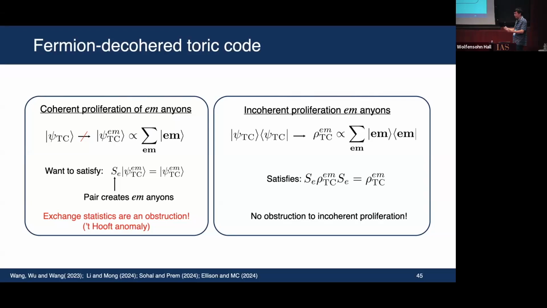So bosons can condense. You can make this coherent proliferation of bosons, but we cannot make a coherent proliferation of fermions. They cannot condense in the usual way. However, there's nothing that stops us from making an incoherent proliferation of the fermions, simply because we are making these convex sums, and the convex sum doesn't care about the phase factors you get from exchanging fermions. So we can make this state. At least there's no obstruction to writing down the state.